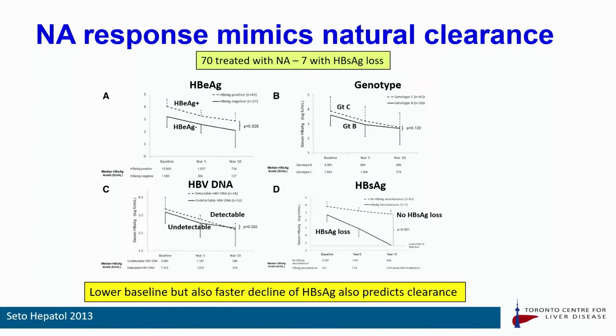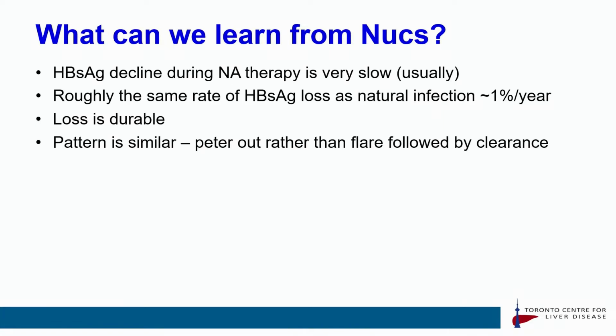So if you look at other factors before someone goes on a nuke, you can see whether they're e-antigen positive or negative, with the genotype or the HBV DNA, small numbers, but they don't have a big driving effect here, but really it's about the baseline surface antigen level and then how quickly it falls. You can see in the bottom curve that the slope is greater in those who clear. So what can we learn from the nukes?